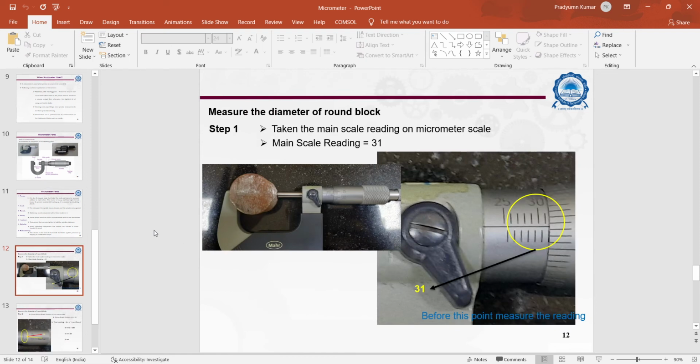Now, how to measure the diameter of a round block? First, we will fix a round block between these jaws and take the main scale reading on the micrometer scale, as we see in this round circular. So we count the number of scale divisions, that is 30, 31. So this is 31. Before this point we can measure the reading. The main scale reading is 31.